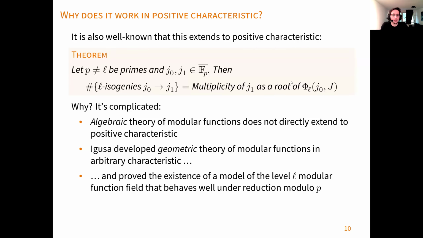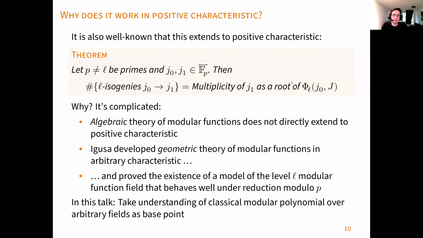And admittedly, I don't know the full details of how this works exactly. I think there is some kind of deformation technique involved here. But what I want to say with this slide and all of this exposition here is that actually understanding why this works in positive characteristic is quite a bit more complicated than over the complex numbers. So what we will do in this talk is just work with this understanding of the classical modular polynomial as a base point.